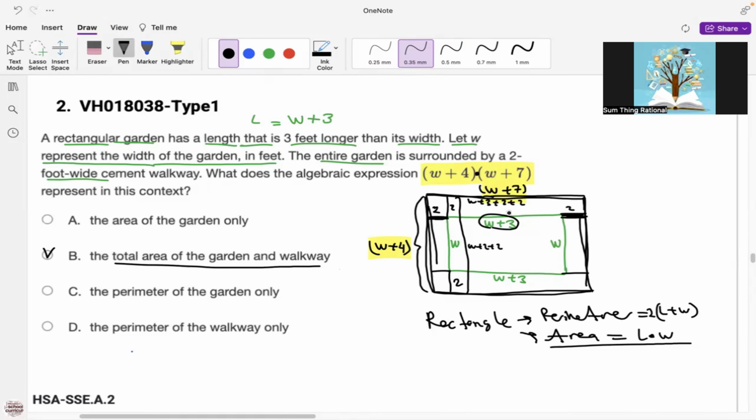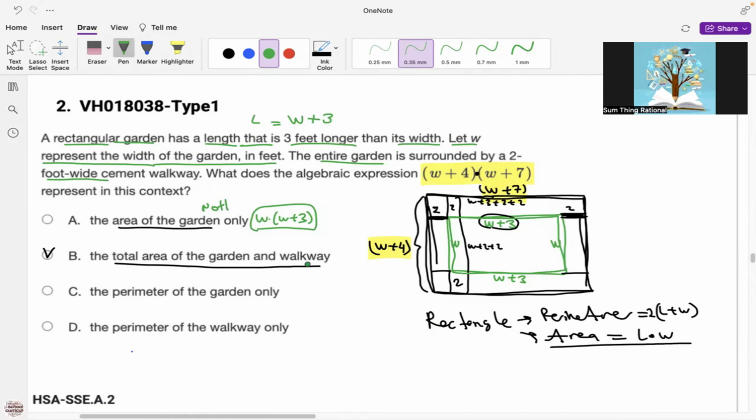After drawing this figure, we can go to the options and check their expressions. For example, A: what is the area of the garden only? If we consider the garden, which is the green color here, let me draw it again to identify it. The width and length of the garden are W and W plus 3. These are the sizes of the rectangular garden. W and W plus 3 do not match what we want in the question, so this is not the answer.